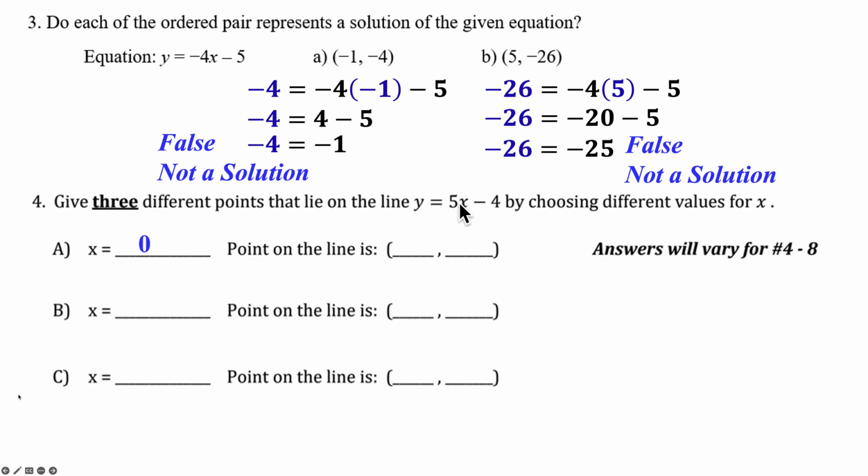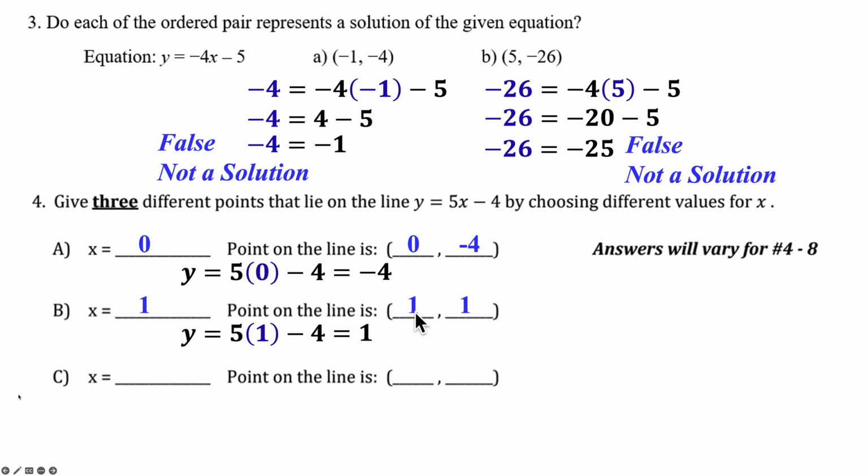So if I put 0 in for x, 5 times 0 will cancel out 0. I'm left with -4. So this will be 0, -4 as my point. Next easiest number to multiply is a 1. Then I plug it in. 5 times 1 is 5, minus 4 will give me a 1, and that will be my point 1, 1.